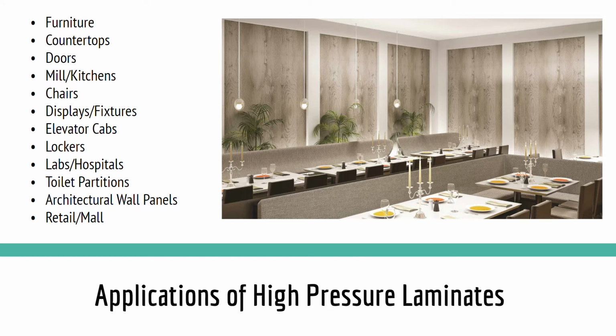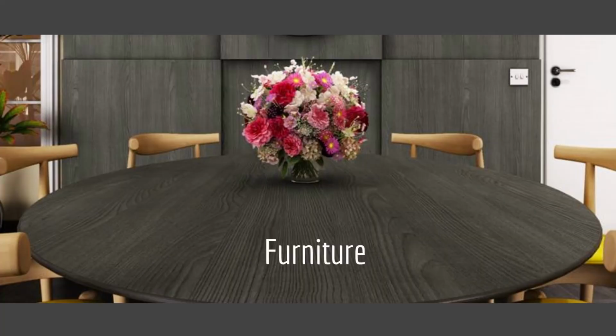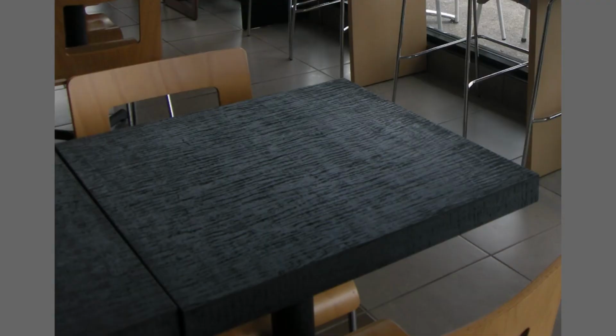Applications of high-pressure laminates. As you can see, laminates can be used on a multitude of different surfaces. One of the most popular surfaces is furniture. Large tabletops can be seamed down the middle, in thirds, or in the case of a round table, can be seamed in pie-shaped pieces. Smaller tables can be made from a single sheet of laminate. And edge banding, or in this case, laminate, can be used to finish the edges.